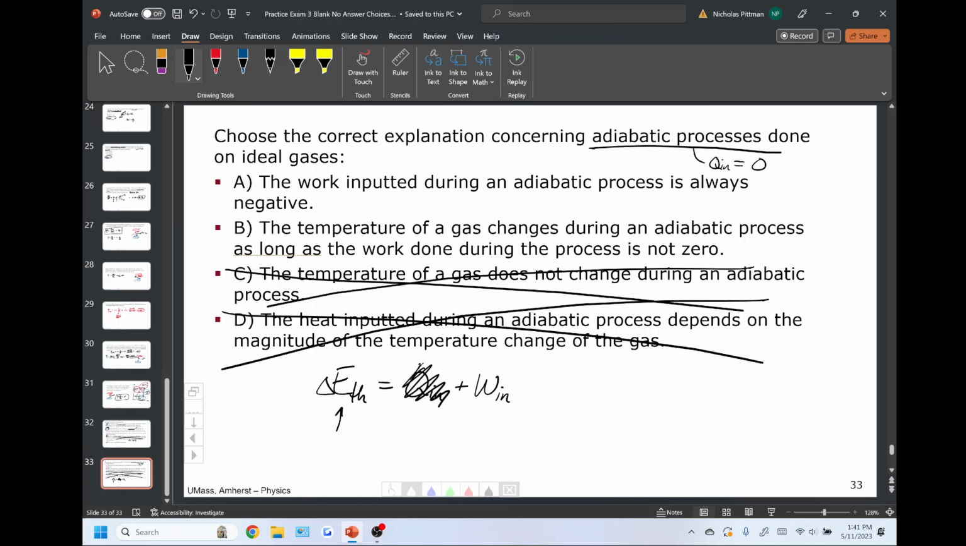The work inputted during an adiabatic process is always negative. No, that's not right either. The work inputted could easily be positive if delta E was also positive. So this is certainly wrong, which leaves us with B. Let's just double check that this is correct. The temperature of a gas changes during an adiabatic process as long as the work done is not 0. So this is saying that if work is not 0, delta T is not 0, which is definitely true. So that's why B is the correct answer.